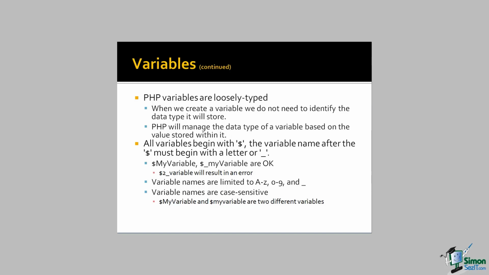The name that comes after the $ sign must begin with a letter or an underscore. So for example, the variable named $2variable is not allowed. It will generate an error because it begins with a number. And the names of the variables are limited to the characters A through Z, the numbers 0 through 9, although they cannot begin with the numbers 0 through 9, and the underscore. And it's important to remember that variable names are case sensitive. So uppercase and lowercase mixed in the variable name results in two different variables because they will have two different names based on the upper and the lower case.